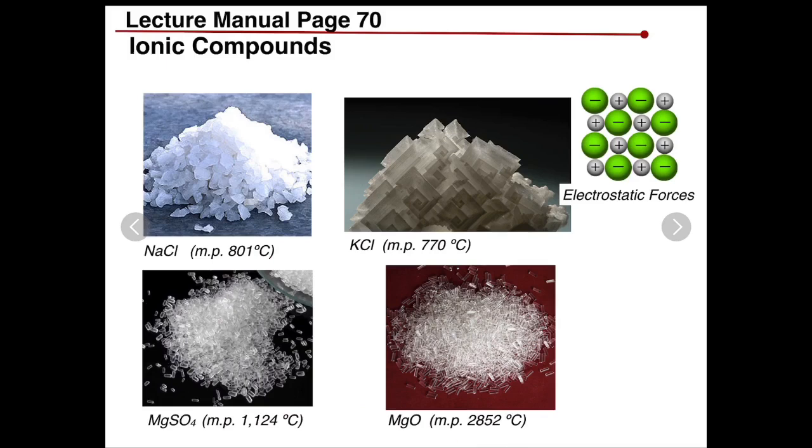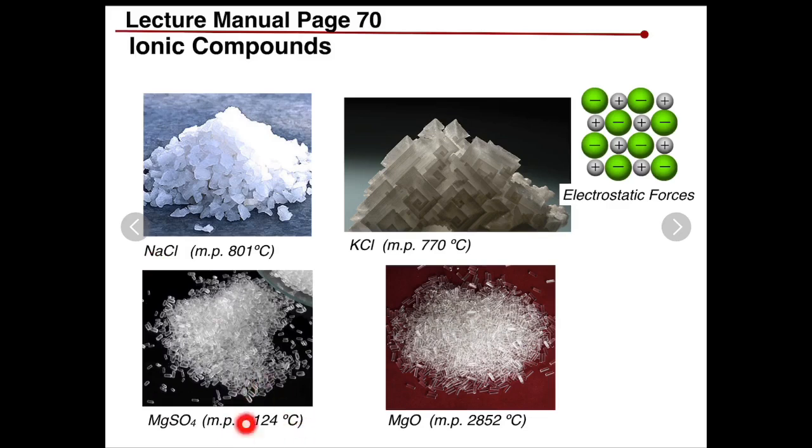If you're looking at different groups, sodium and potassium are in the same group. Sodium is smaller than potassium. You will see that the melting point of the smaller ions is going to be higher than the melting point of the bigger ions, potassium and sodium here. And if you compare the charges between sodium and magnesium, magnesium is 2 plus, sodium is 1 plus.